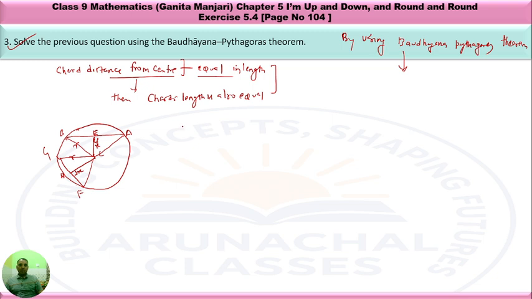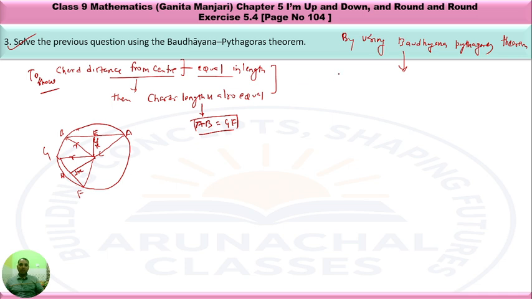So as per this question, we need to prove that chord lengths are equal. So to show that, what is the statement? We have to show that AB is equal to GF. This is what we have to show. So let's solve this one.